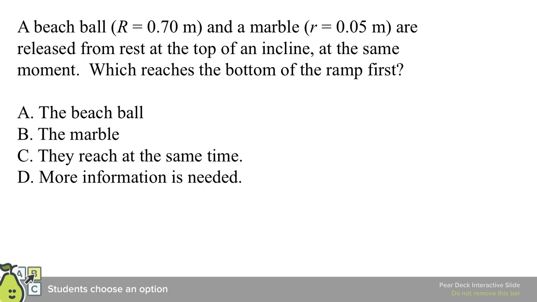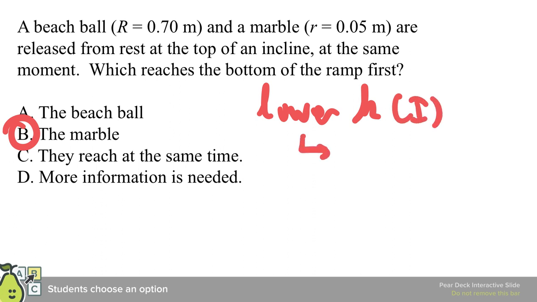All right, a beach ball whose radius is 0.7 meters and a marble whose radius is 0.05 meters are released from rest at the top of the incline at the same moment. Who reaches the bottom of the ramp first? And the answer is the marble, and that's because the marble has a lower I, really a lower factor of k here, but lower I, and so it moves faster at every moment. So it gets there first.